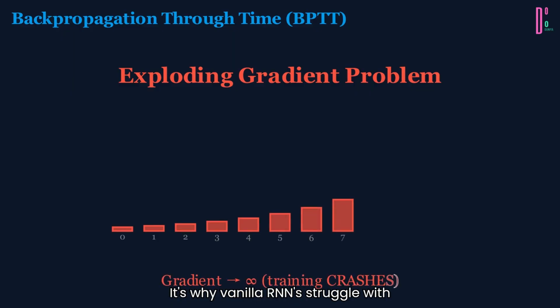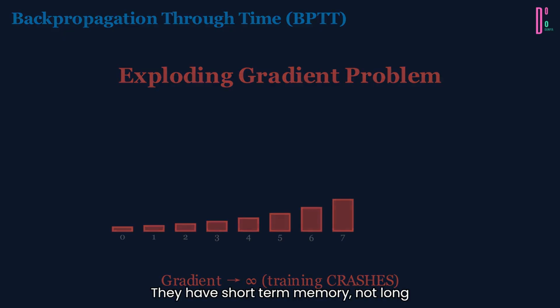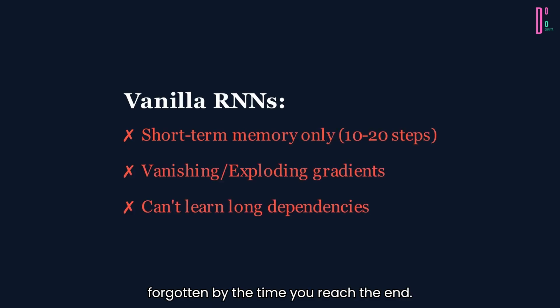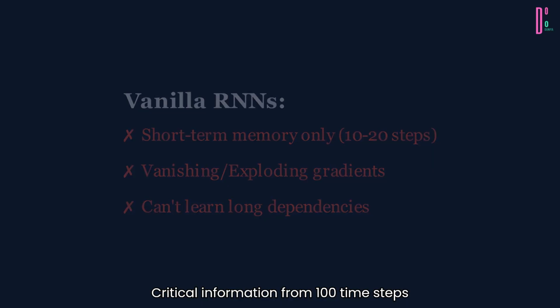It's why vanilla RNNs struggle with sequences longer than 10 to 20 steps. They have short-term memory, not long-term memory. Early words in a sentence, forgotten by the time you reach the end. Critical information from 100 time steps ago, lost forever.